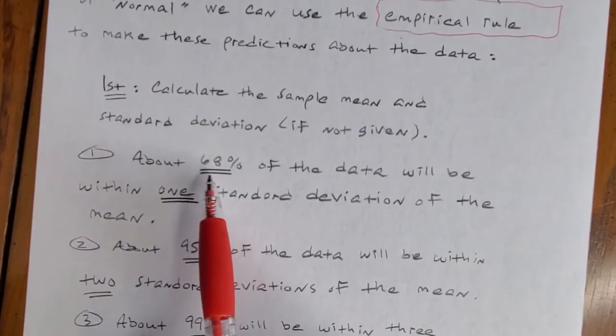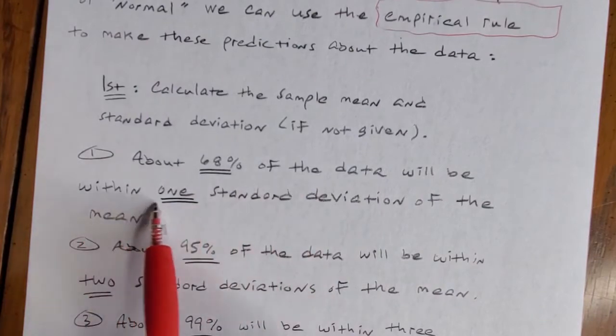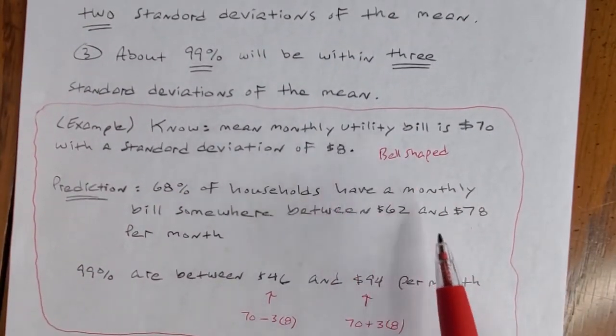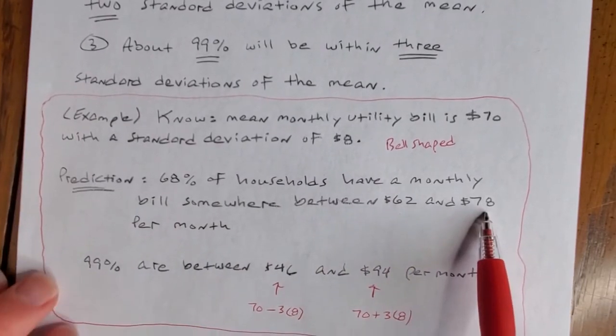Because that's what it says. 68% of the data will be within one standard deviation of the mean. Mean 70, standard deviation's 8. That puts me between 62 and 78. Take it a little bit further.